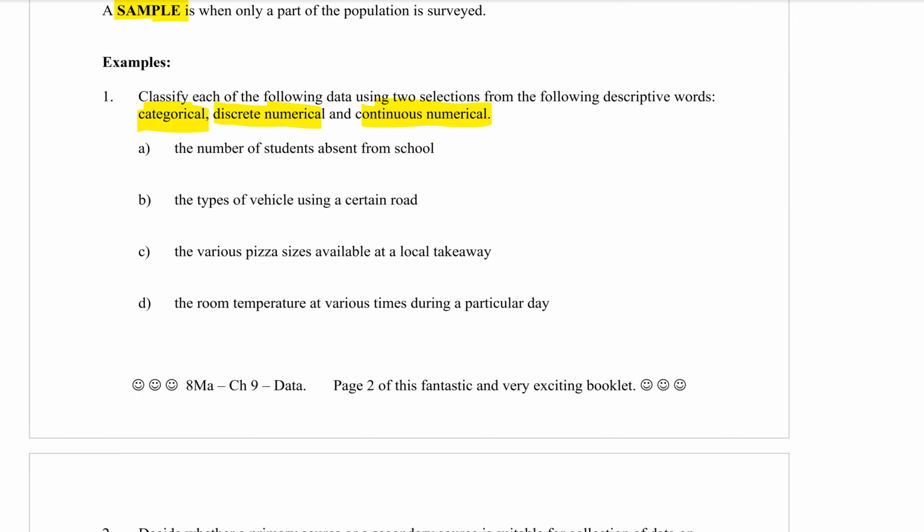So the first one, the number, that gives it away, I'm asking you for a number of students absent from school. So it says I need a number, so it means it's one of the numerical ones. But is it discrete numbers or continuous numbers? It is discrete, because when we're talking about people, we can only count in whole people, can't we? Yeah. So in there you write discrete numerical.